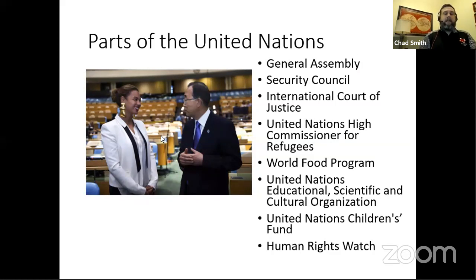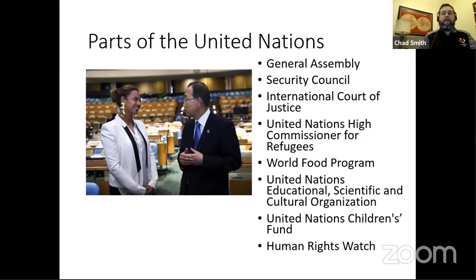Another aspect of the United Nations is the Security Council. And the Security Council is the part of the United Nations that enforces the decisions made by the General Assembly. The Security Council is only made up of 15 member states, but 10 of those member states are temporary. They rotate in and out, and they must be elected by the General Assembly. 5 of those member states are permanent.